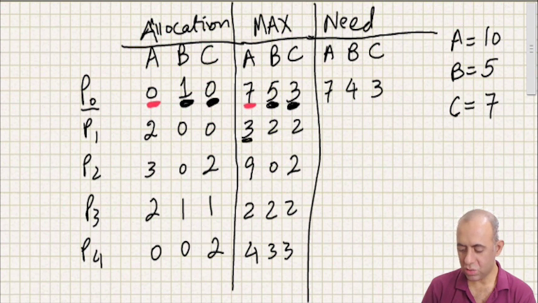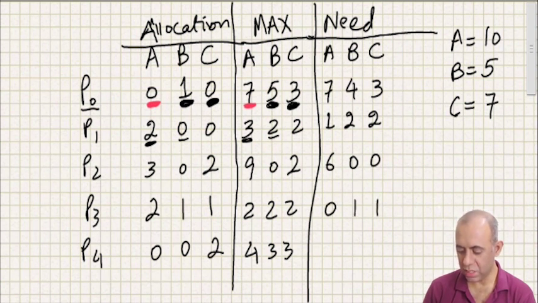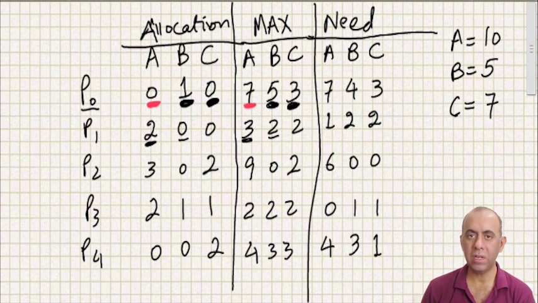3 minus 2 would be 1, 2 minus 0 would be 2, 2 minus 0 is 2, 9 minus 3 is 6, 0 minus 0 is 0, 2 minus 2 is 0, 2 minus 2 is 0, 2 minus 1 is 1, 2 minus 1 is 1, 4 minus 0 is 4, 3 minus 0 is 3, 3 minus 2 is 1. So now this matrix shows all of the needs of all the processes for all the resources, right?